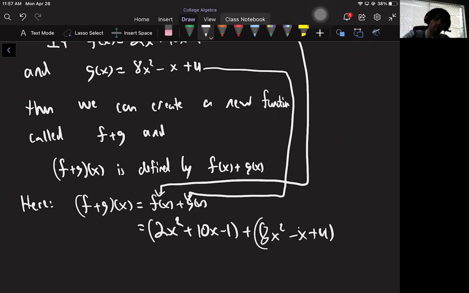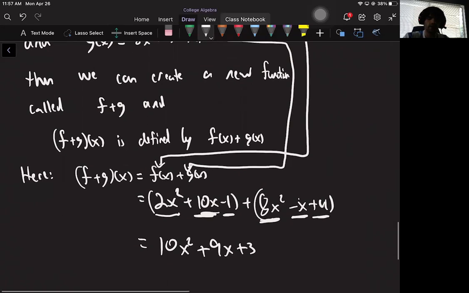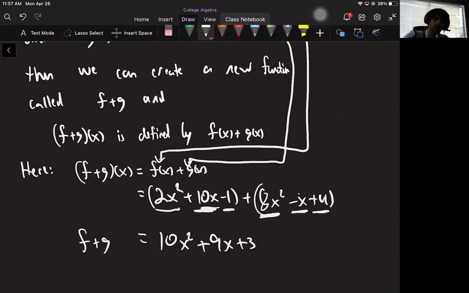So now we can add these together since we just learned how. So 8 plus 2 gives me 10x squared. 10x minus 1x gives me 9x's. And minus 1 plus 4 gives me plus 3. So this is what the new function we created called f plus g is. So what you should do is think about this left side. This is sort of like a name of the function. And then this is like how you create the function. And then this is what it is at the end when you get it after you simplify.